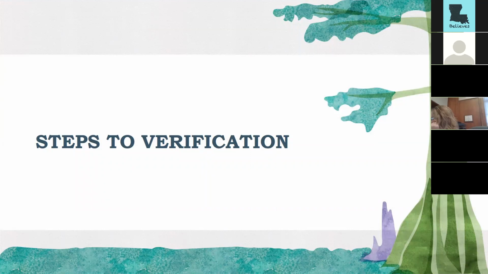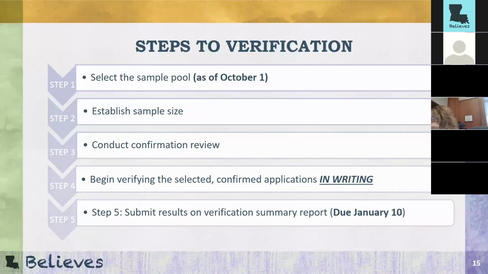Steps to verification. Here is an overview of the steps involved. First, you will select the sample pool as of the number of applications on file on October 1st. Second, you will establish your sample size. The sample size must be based on the October 1st sample pool.